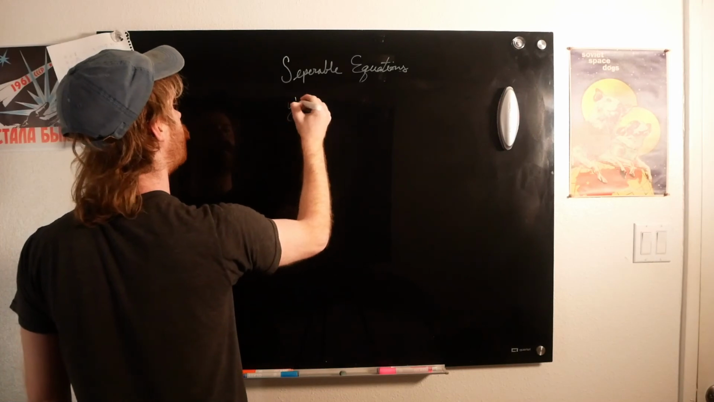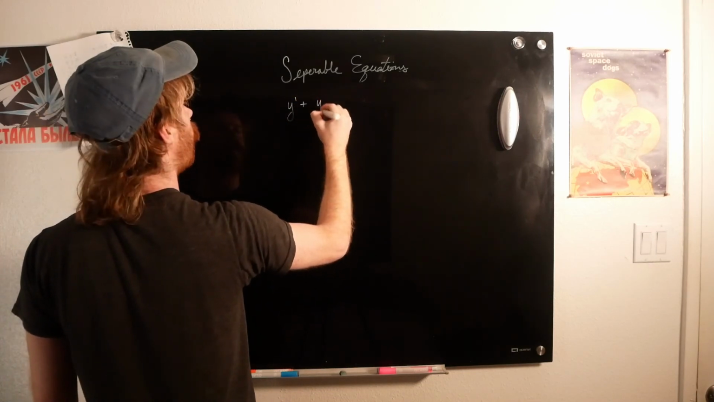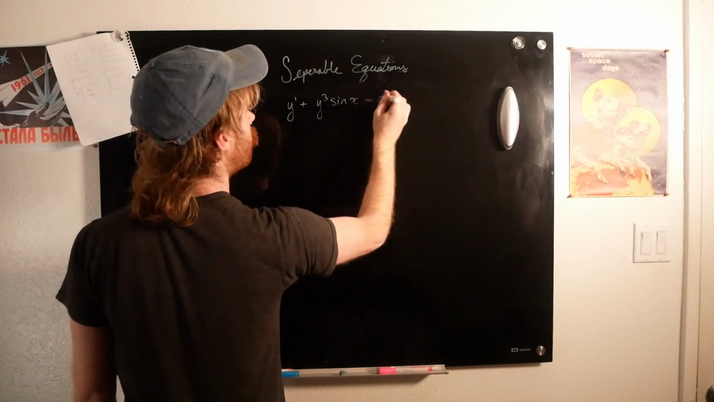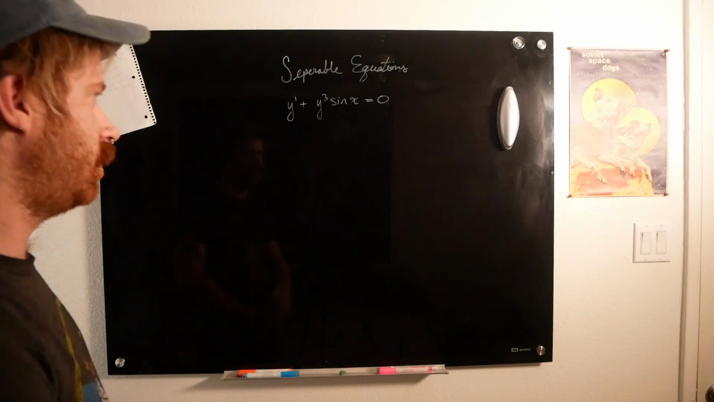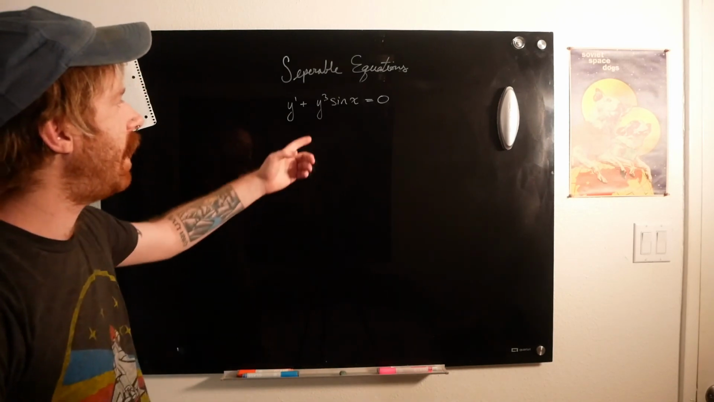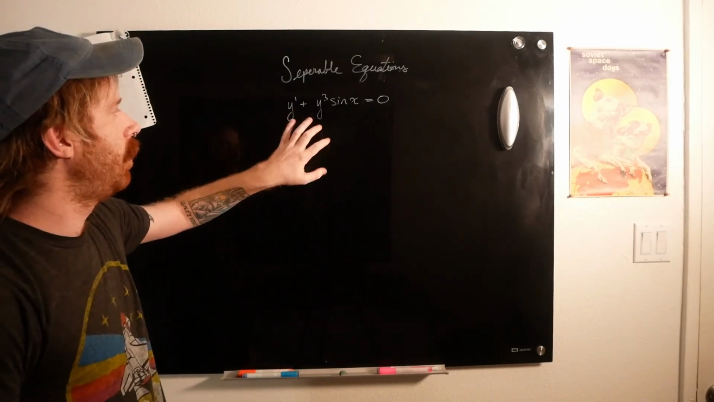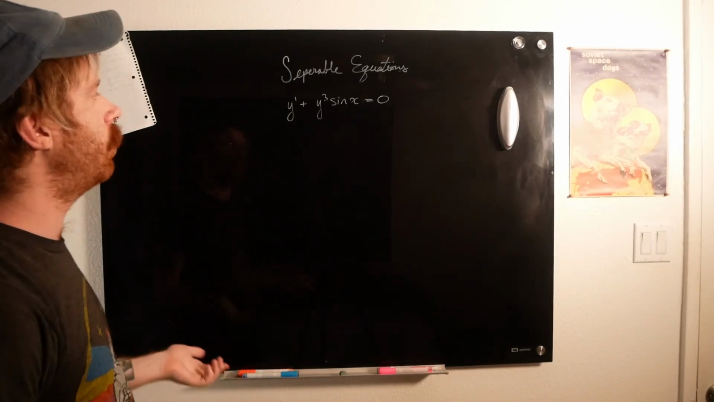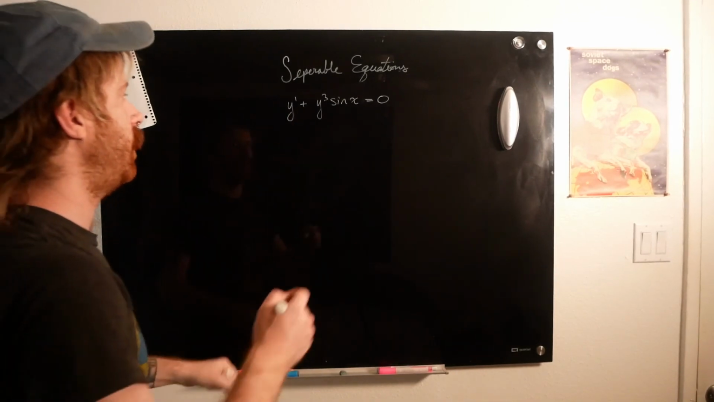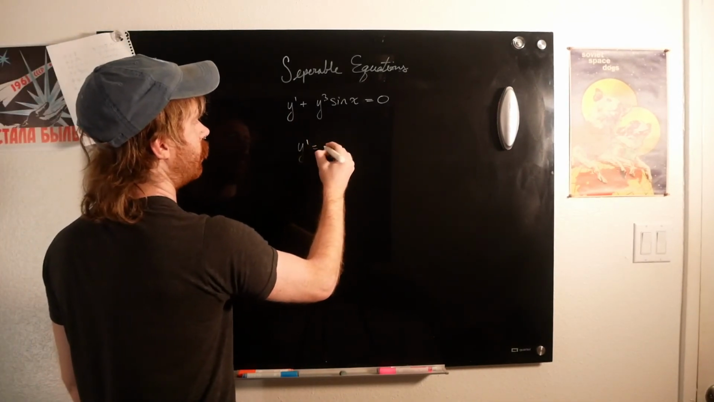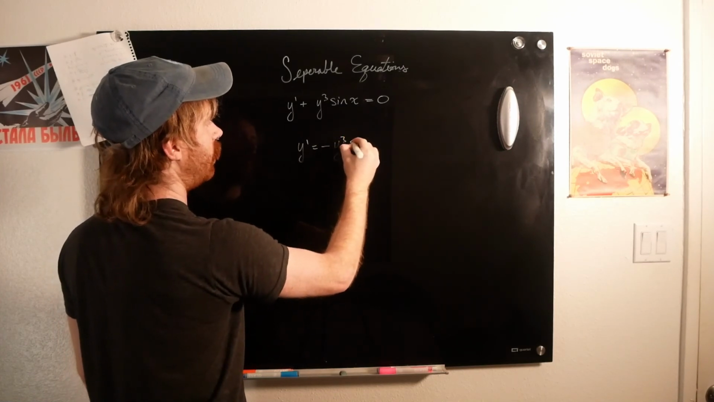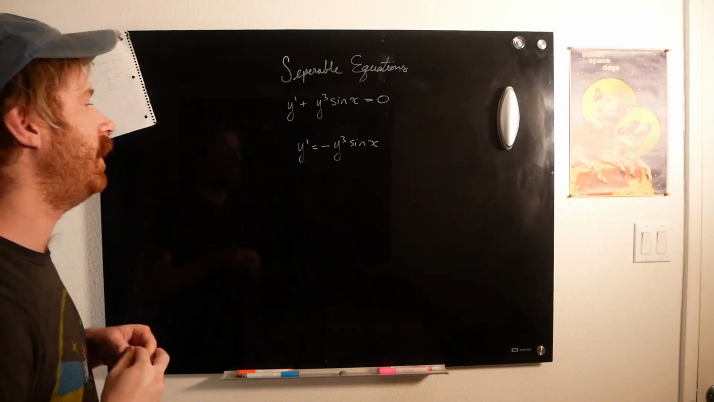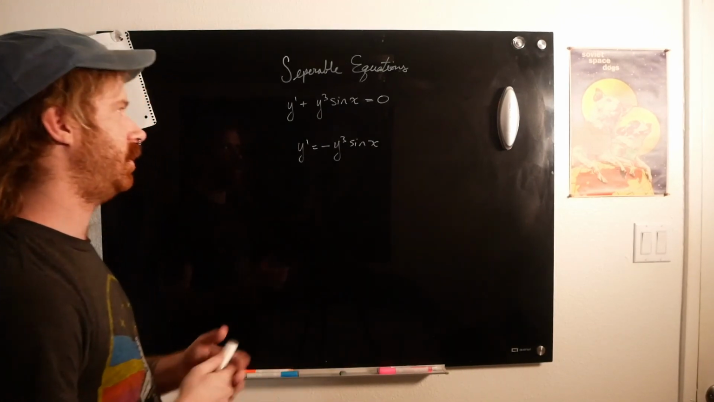So this one's going to be y prime plus y cubed sine of x equals 0. Okay, this one looks weird, right? Because you have all the terms on one side of the equation, and then you have a 0. You can't integrate 0. Well, we have this plus sign, which works out for us. What we can do is y prime equals negative y cubed sine of x. So now we don't have any addition or subtraction, which works out nice.